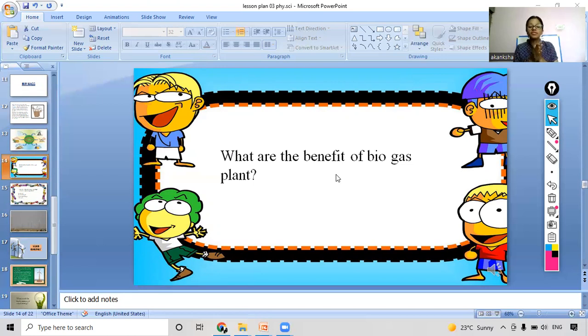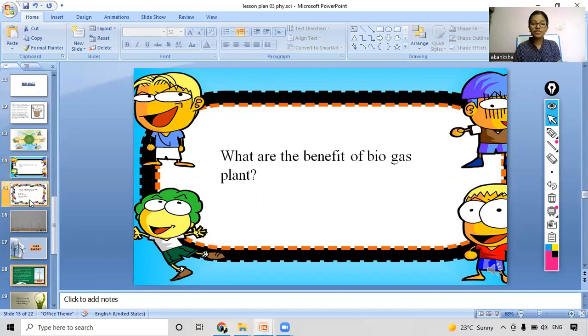So now the benefit of a biogas plant is that this is a very clean fuel, so it is polluting the environment less. And also the cow dung and all, if left in the open, it will cause some diseases. But if it is used in the production of biogas, then it will also benefit the environment, right? This is one of the main benefits that we get from the biogas plant. Okay, so you all mentioned it correctly.